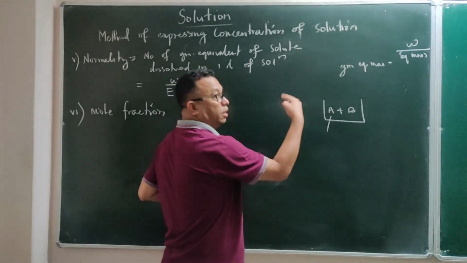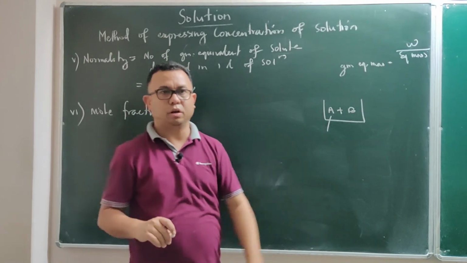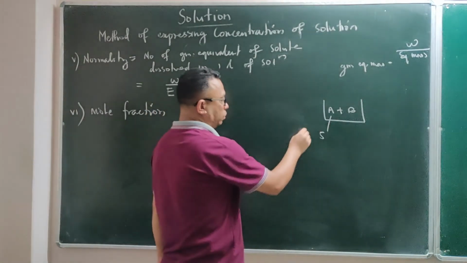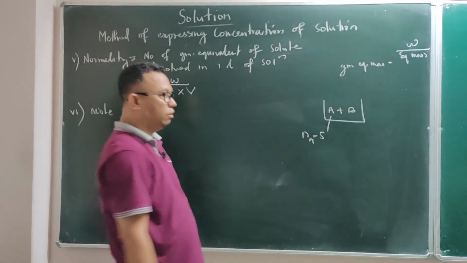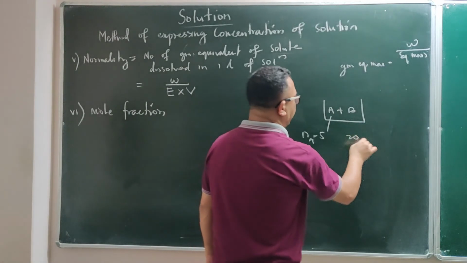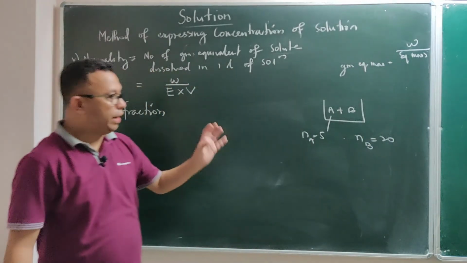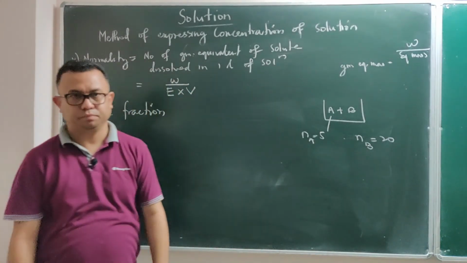Let's suppose the number of moles, I am not talking about weight, I am talking about number of moles. Number of moles means weight divided by molecular mass. Here, number of moles of A is 5. 5 moles of A is dissolved in 20 moles of B. So 20 moles of B and 5 moles of A are mixed together to form a solution, AB.